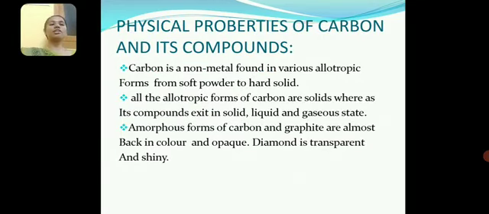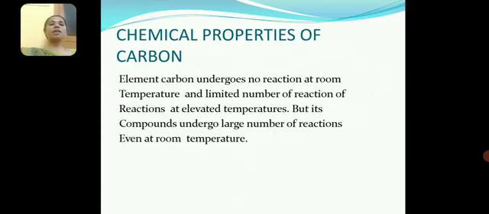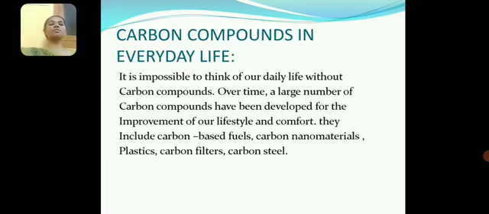Physical properties of carbon and its components. Carbon is a non-metal found in various allotropic forms, from a soft powder to a hard solid. All the allotropic forms of carbon are solid, whereas its components exist in solid, liquid and gaseous states. Amorphous forms of carbon and graphite are almost black in color. Diamond is transparent and shiny. Chemical properties of carbon: element carbon undergoes no reaction at room temperature and a limited number of reactions at elevated temperature, but its components undergo a large number of reactions even at room temperature.